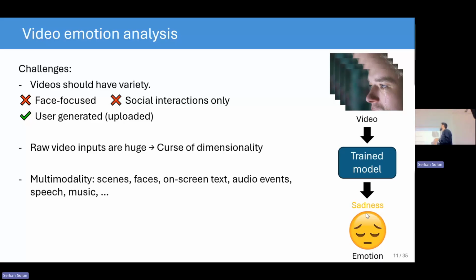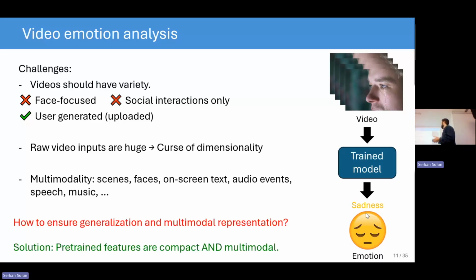The second problem is multimodality. Videos are more than pixels. You have scenes, faces, on-screen text, audio, events, speech, and music. All of these are related to the emotion of the video. If you try to exploit all these modalities using a single model, it's quite difficult. You usually fail. So the question here is, how do we ensure generalization and multimodal representation? How do we solve these two problems at once?